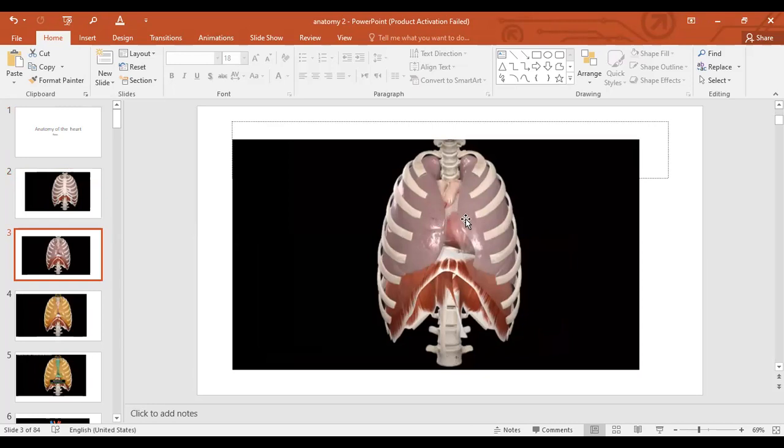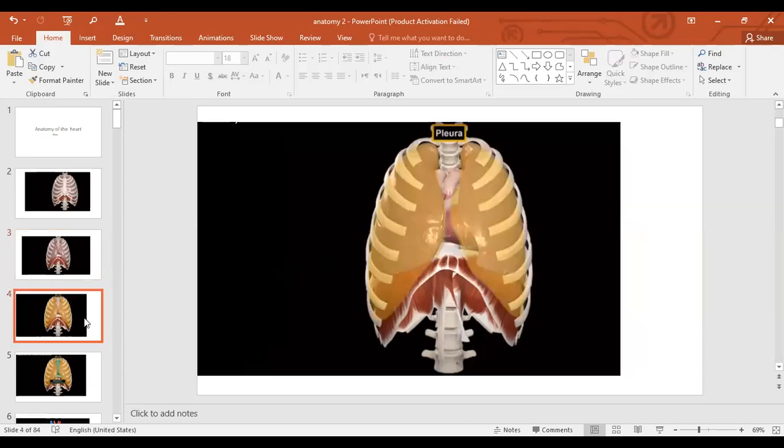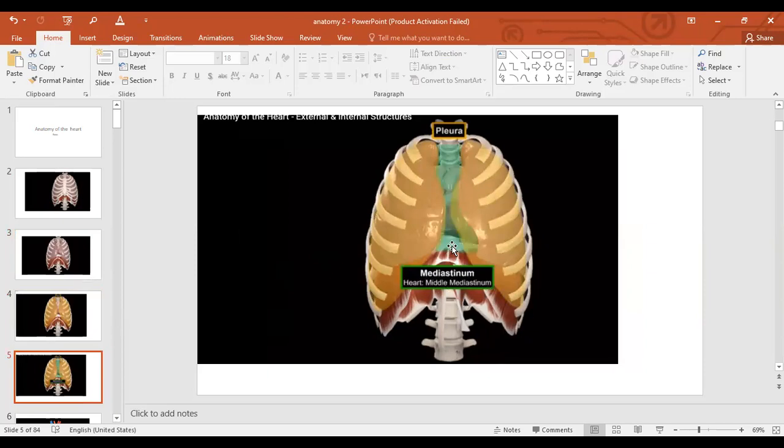The mediastinum is divided into the anterior, the superior, and the posterior mediastinum, and we have the middle mediastinum. The middle mediastinum is where the heart is located, between the two pleura of the lungs. Memorize that. You should know we have the superior, inferior, and posterior mediastinum. It's very important. Here you can see the middle mediastinum, where the heart is located.